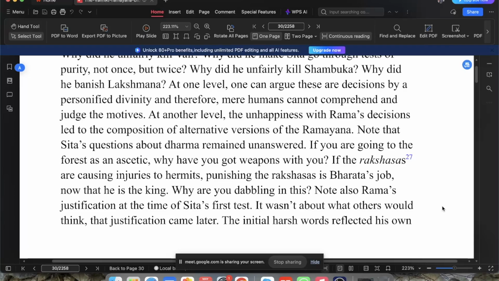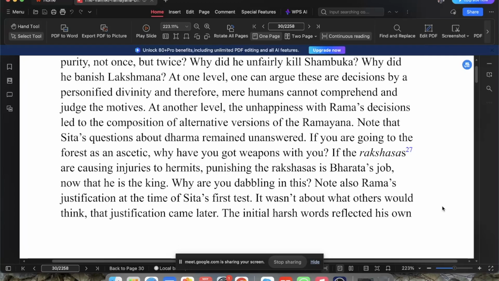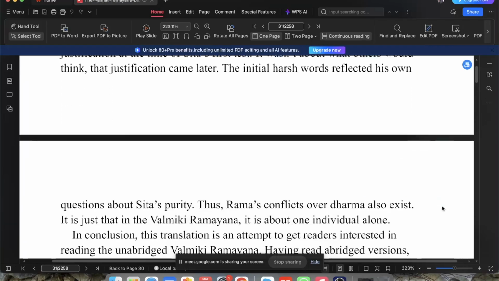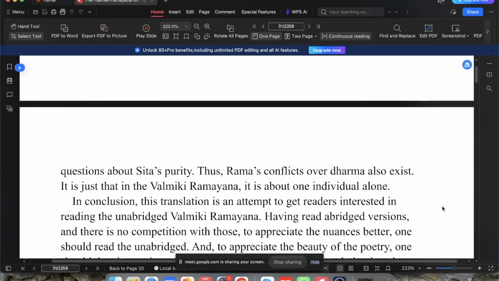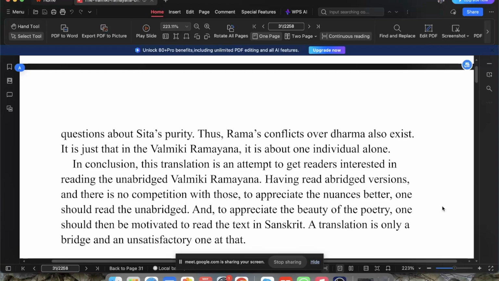Note also Rama's justification at the time of Sita's first test. It wasn't about what others would think, that justification came later. The initial harsh words reflected his own questions about Sita's purity. Thus, Rama's conflicts over dharma also exist. It is just that in the Valmiki Ramayana, it is about one individual alone.